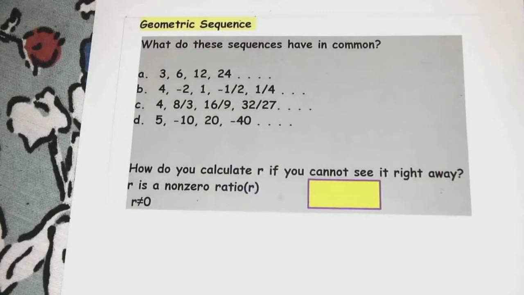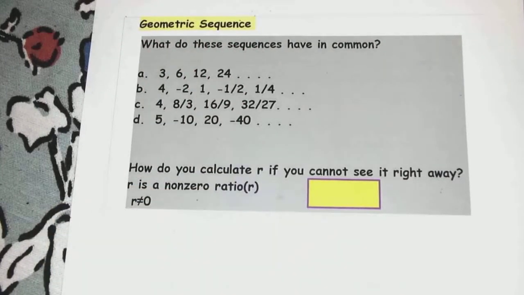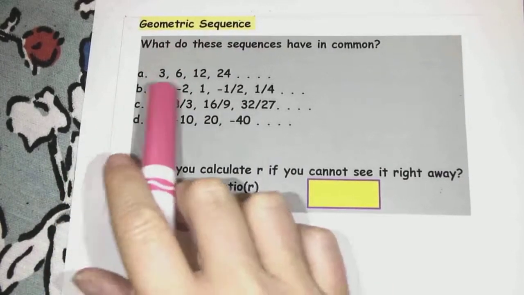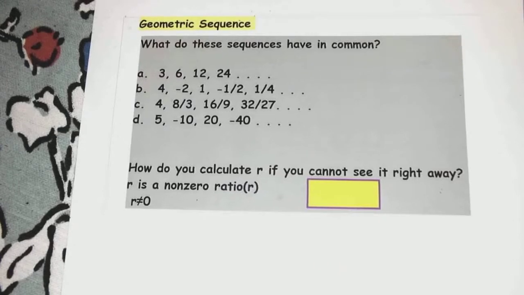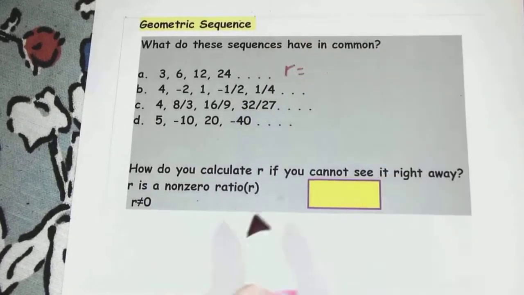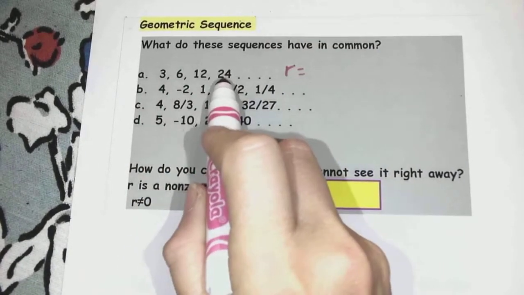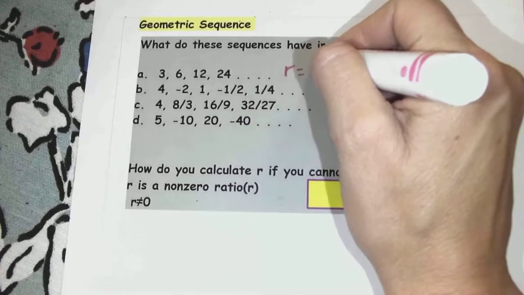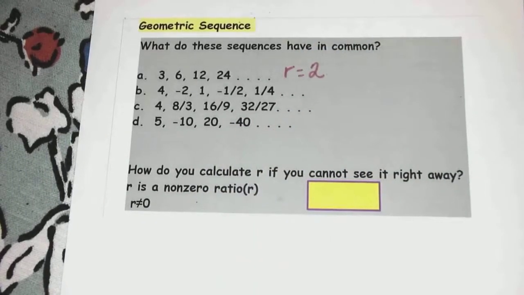Welcome back. The next topic is geometric sequences. It says, what do these sequences have in common? If we look at each of these sequences, we can see that there is a common multiplier, which we actually call R. If I look at letter A, I notice that we're multiplying by 2 each time to get each term. And if you have a common multiplier, we call it a geometric sequence.